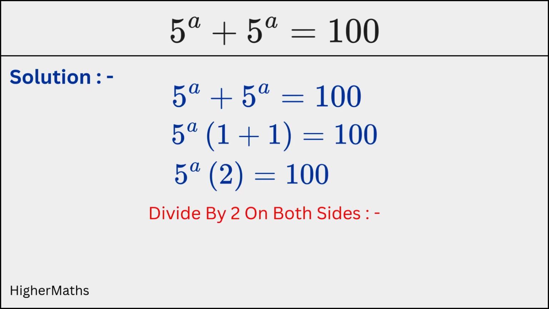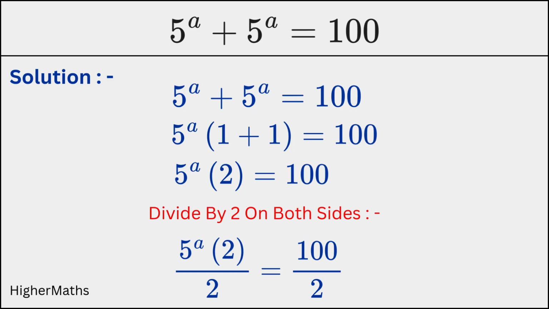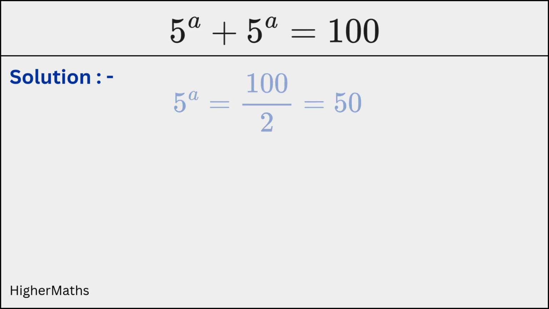Then from here we'll divide by 2 on both sides. So it will be over 2 on this side and over 2 on this side. Now to simplify this, 2 will cancel this 2, so it will be 5 raised to the power a is equal to 100 divided by 2, which is 50.